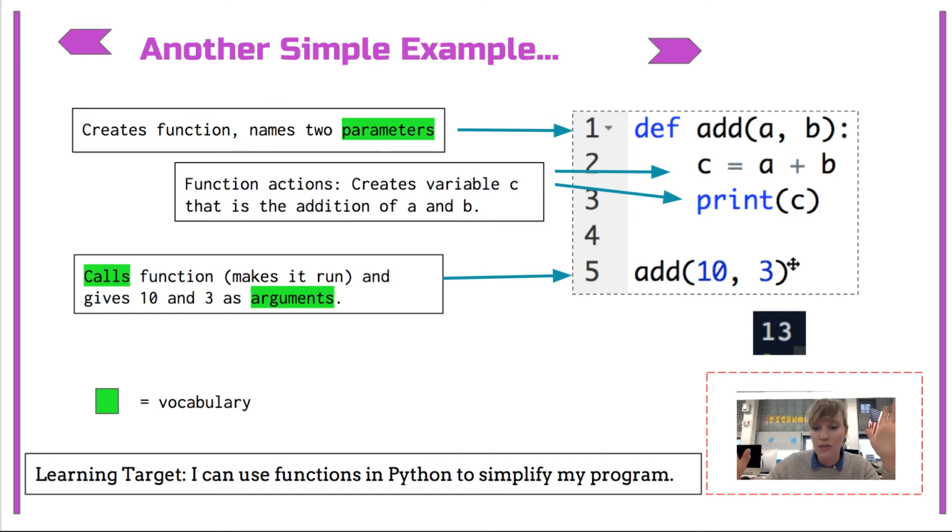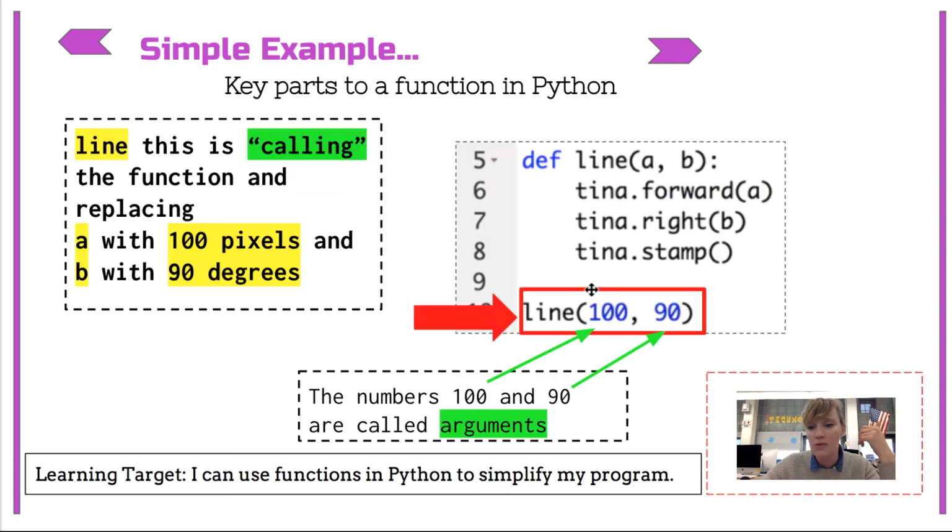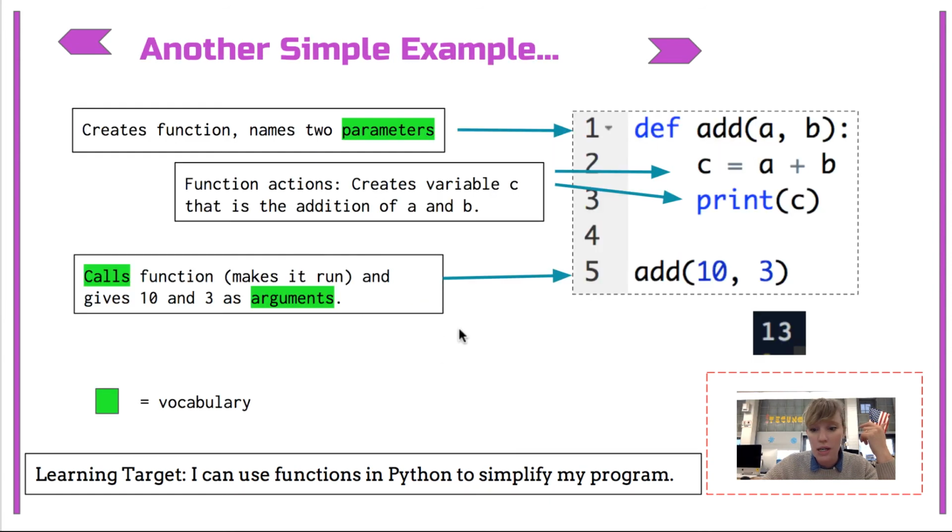That's the default of most programming languages. They don't auto-run for you. They wait until you need them, and you tell them that you need them by calling them, like on line 5. Line 5 calls the function, makes it run, and gives it the arguments of 10 and 3. So I pass those arguments into the parameters A and B there. And because I asked it to print, it's going to go ahead and print 13.